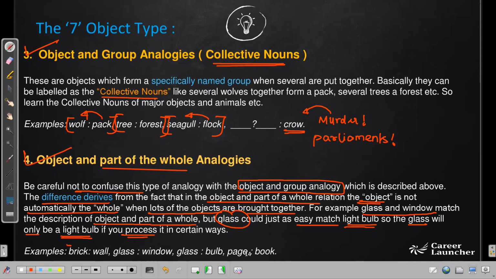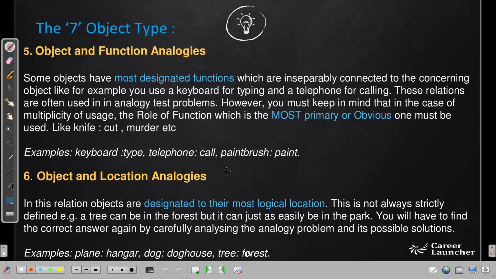For example, a lot of bricks automatically is going to make a wall. A lot of glasses are obviously going to make a window, but glass can be used as a bulb as well. A lot of pages is going to be automatically connected into a book.